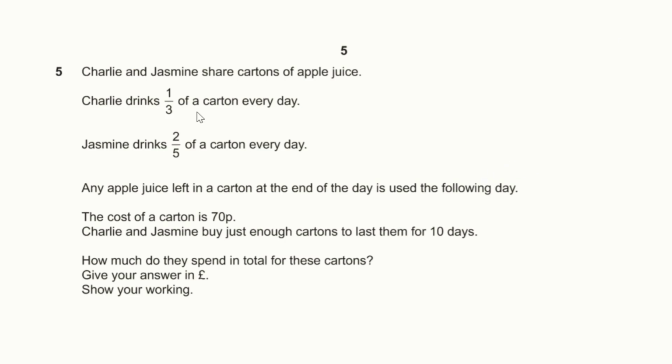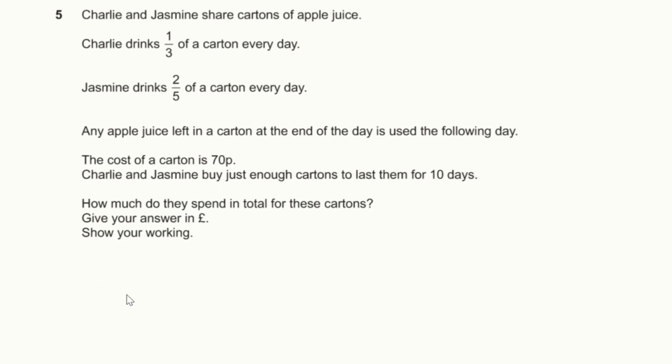Question number 5. Charlie and Jasmine share cartons of apple juice. Charlie drinks 1/3 of a carton every day. Jasmine drinks 2/5 of a carton every day. Any apple juice left in a carton at the end of the day is used the following day. The cost of a carton is 70p. Charlie and Jasmine buy just enough cartons to last them for 10 days. How much do they need to spend in total for these cartons? Give your answer in pounds. Show your working. Well, let's find out how much they drink every day.